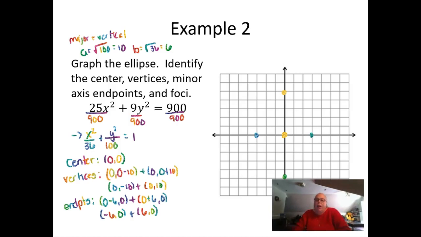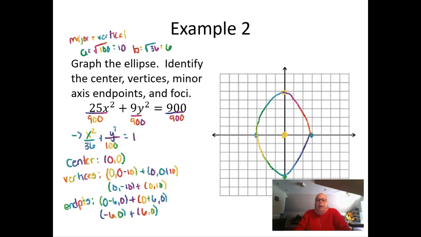And now, again, we have enough information. We can actually sketch in the ellipse. And remember, it is supposed to look like an oval, kind of football shaped. Make sure everything's rounded off. It's not very round right there, but there's our ellipse.